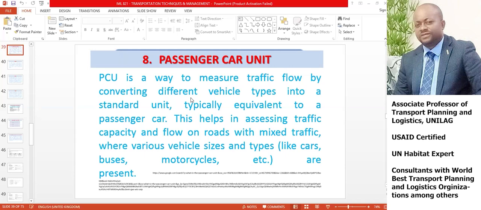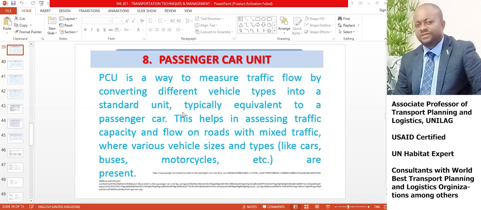So that suggests that if the multiplying factor, the equivalent value of a bus is 2, for example, and I have 60 buses, what I need to do is to multiply 2 by 60. If after I've conducted a traffic volume count I have 3,000 buses, it should be 3,000 multiplied by 2. It will give me the PCU value. The same thing is applicable to other vehicular types.